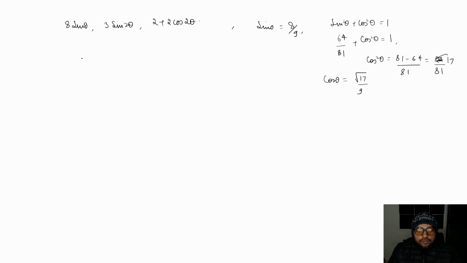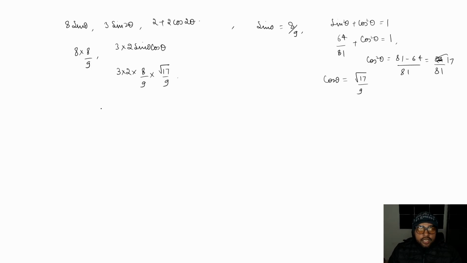I want to show you here something like, okay, 8 times sine theta, it will be 8 cross 8 by 9. For 3 times sine 2 theta, it will be 2 sine theta cos theta. We'll plug the value here, will not take the third term. So for the second term, 3 times 2 times sine theta cos theta, that will be equal to 8 by 9 cross cos theta, that equals 17 by 9.